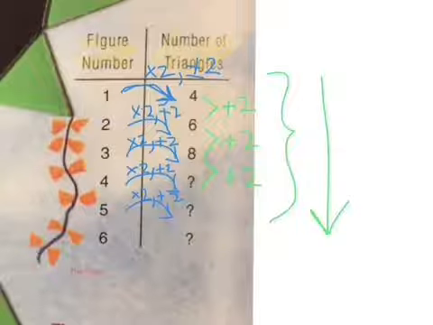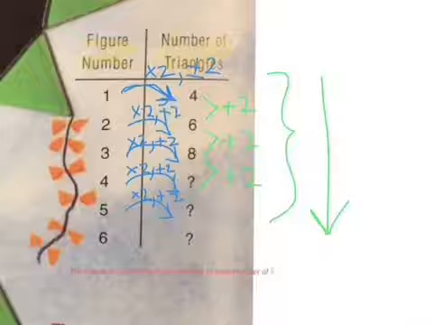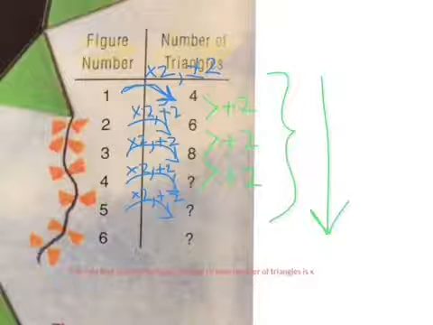The rule that relates the figure number to the number of triangles is multiply by 2, then add 2.